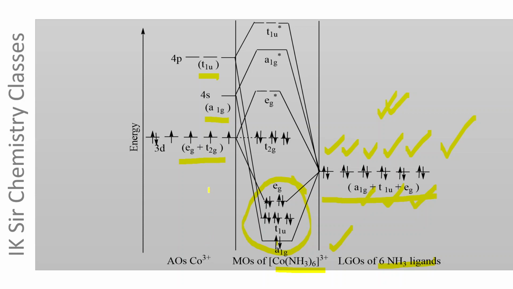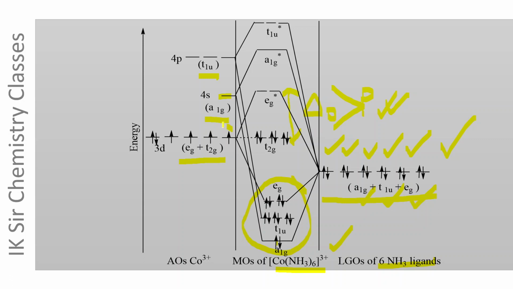NH3 is a strong ligand, and therefore the energy of eg star MO is above the 4s atomic orbital, and the energy difference between this eg star and t2g MOs may be regarded as delta O. This delta O is greater than pairing energy. The amount of energy required to pair off two electrons in a single orbital is called pairing energy.